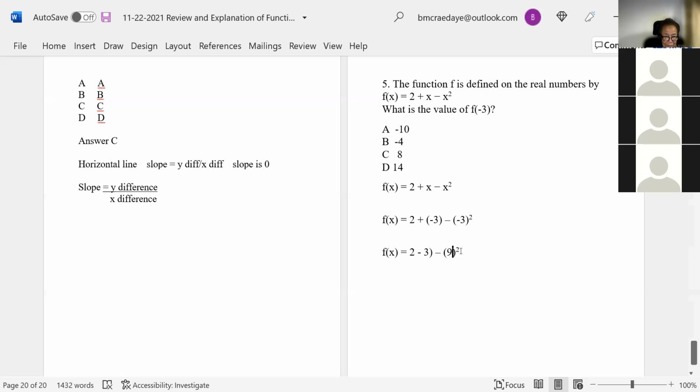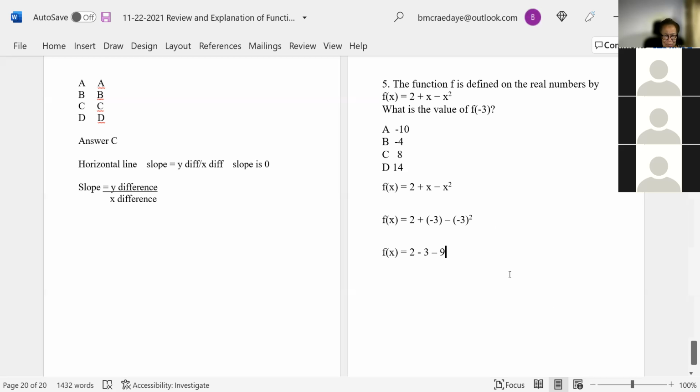Okay, let's take out the square. Minus, and then you got a minus. So I take this paren out because I said plus minus gives you minus, right? I can take this 9 out. Minus times minus is plus and minus gives minus. So that would be minus. So what's the answer, Latoya? B, minus 4.